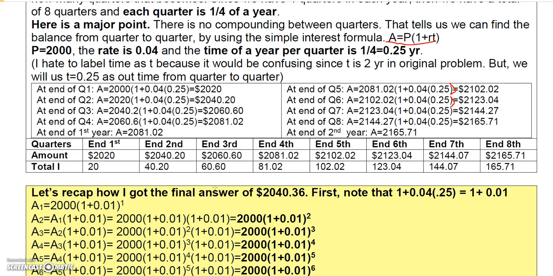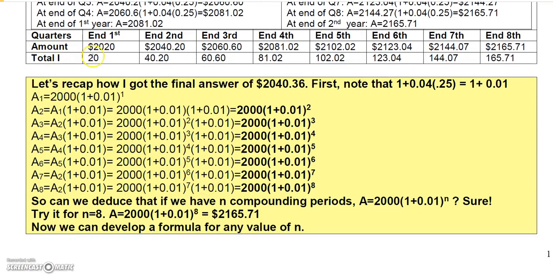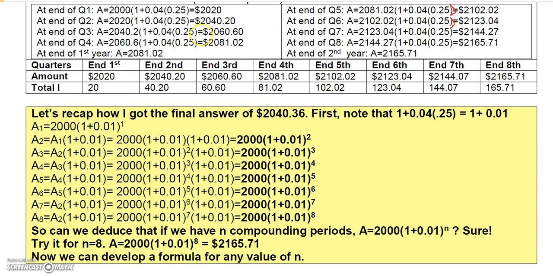Now, to get to a formula, let me just recap what we did here. If you think about it, each time in each one of these formulas, I multiplied the previous principal by this calculation, 1 + 0.04 × 0.25, which is actually just 1.01, 1 + 0.01.